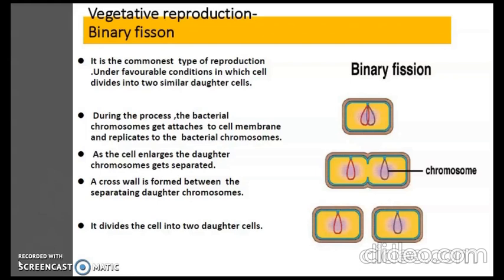During this process, the bacterial chromosome gets attached to the cell membrane and replicates. As the cell enlarges, the daughter chromosomes get separated. A cross wall is formed between the separating daughter chromosomes and it divides the cell into two daughter cells.